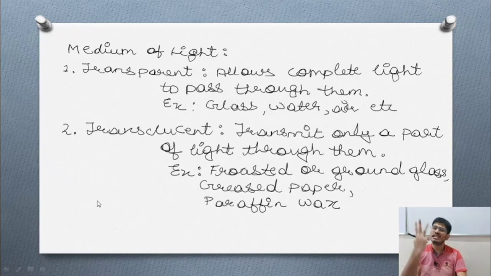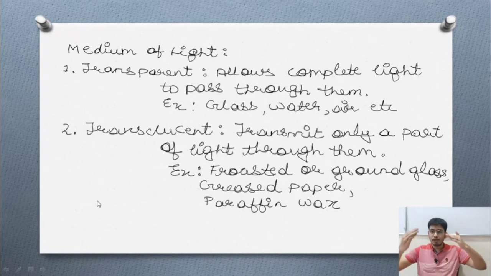There are basically three mediums of light which are present for us. Okay, what are the three mediums of light? The three mediums of light are basically transparent medium, translucent medium, and the third one is opaque medium. What is a transparent medium?